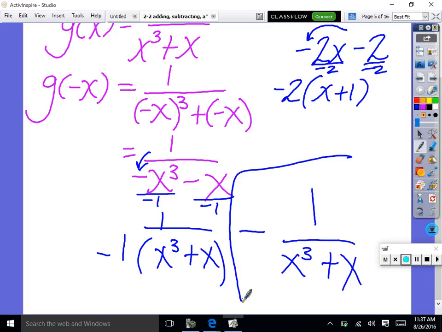Now that is what we had when we plugged in negative x, because I just pulled this negative 1 out in front here. Right? Or is anybody lost? I just pulled it out in front, because negative 1 we can just pull out in front. So our original function was 1 over x cubed plus x. So don't we have negative f of x now that we plugged in negative x? Don't we have the negative function? Yeah, so it is odd.